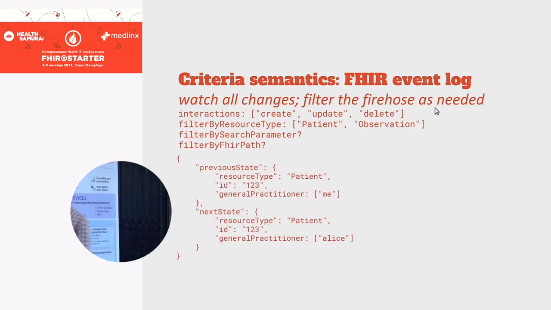And in general, that means thinking about, for every change, there's a previous state and a next state. And based on those two things, I can decide whether this is an event that I should send a notification about.